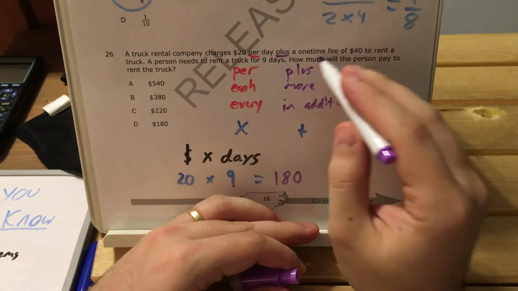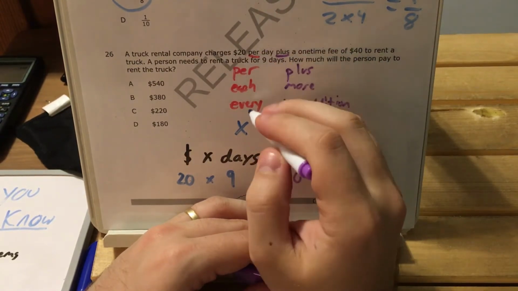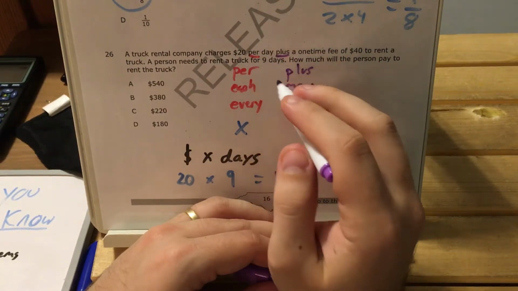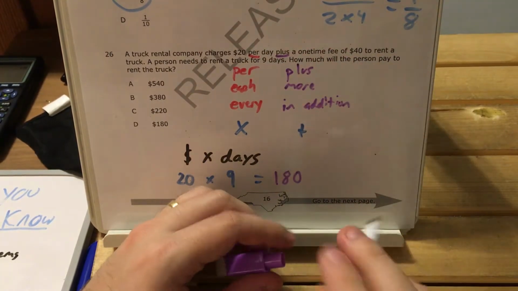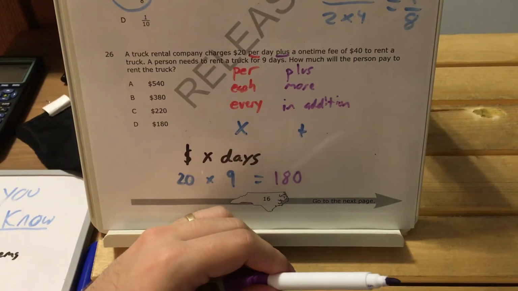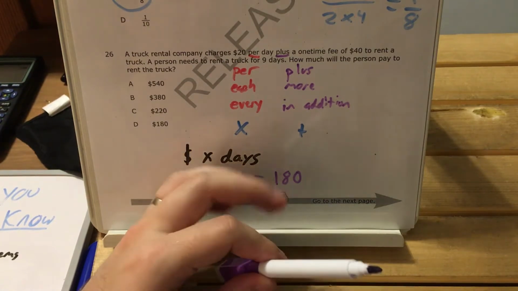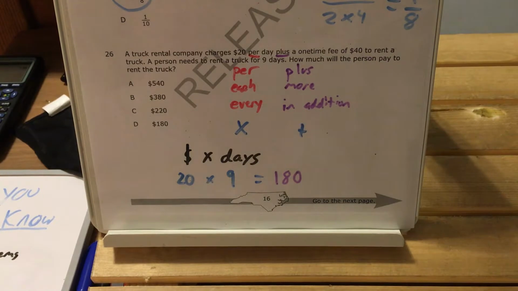First thing I want to point out is that this one-time fee of $40 is not related to any of the other numbers. It's not per day. The 9 days doesn't really matter for it. This is a really, really good trick to use when translating problems, because especially when you get into 8th and 9th grade, this is where functions start coming in, and that's a big scary word, but it basically means all of this stuff, and they're starting it in 3rd grade for some reason.